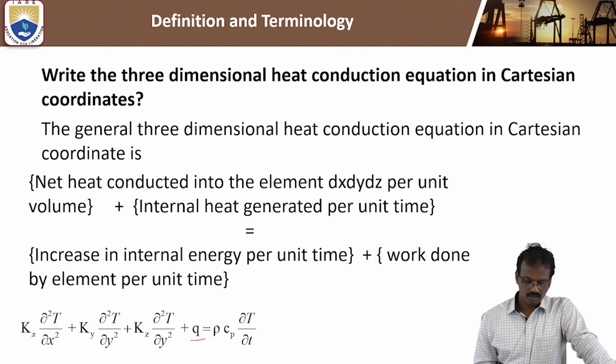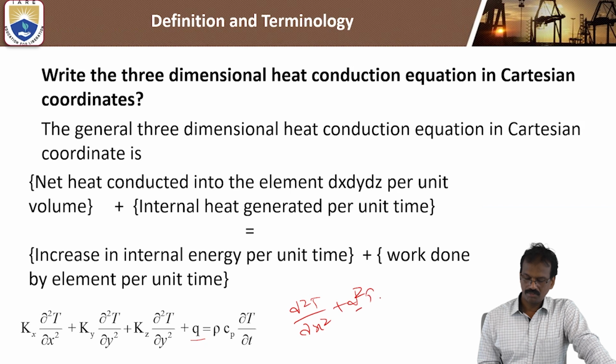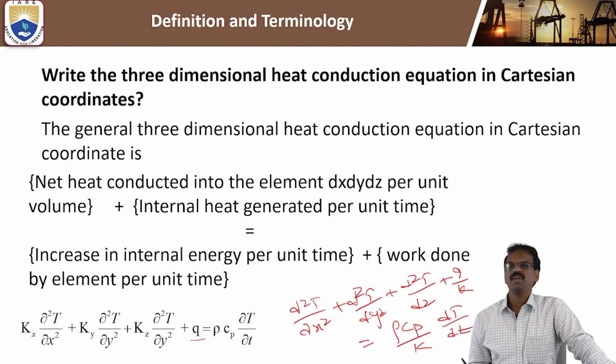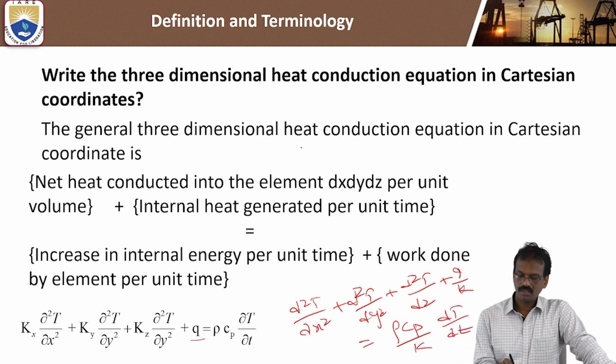Then the formula will be like this one: d square T by dx square plus d square T by dy square plus d square T by dz square plus q by k. We are taking k as the common, and rho Cp by k into dT by dt. This is the final formula for the heat conduction equation in Cartesian coordinate system.